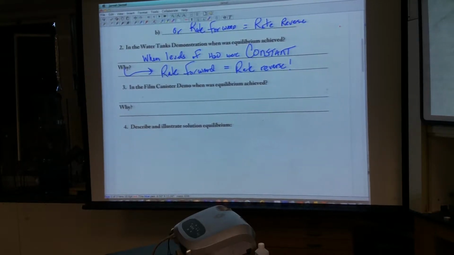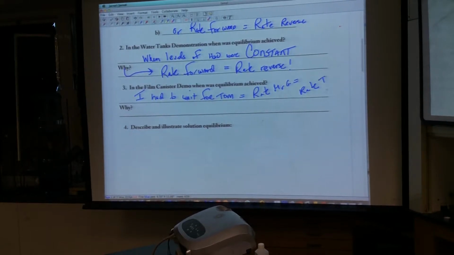So, in the film canister, when was equilibrium achieved? When I had to wait for Tom, which equals what? The rate of Mr. G had to equal the rate of the slowest step, Tom. I guess you could put that as Y.